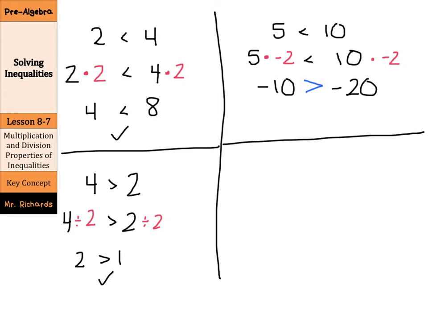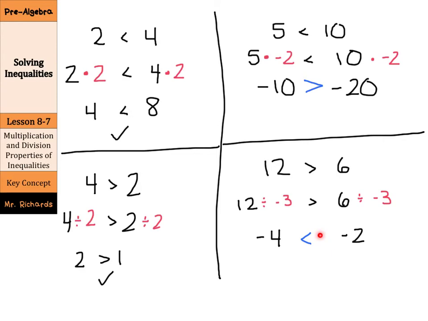Will this work for division? Well, if we have 12 is greater than 6, and I divide both of those by -3, 12 divided by -3 is -4, and 6 divided by -3 is -2. And actually, -4 is less than -2. So also for division with negative numbers, if I divide both sides of an inequality by a negative number, I need to once again reverse the inequality.